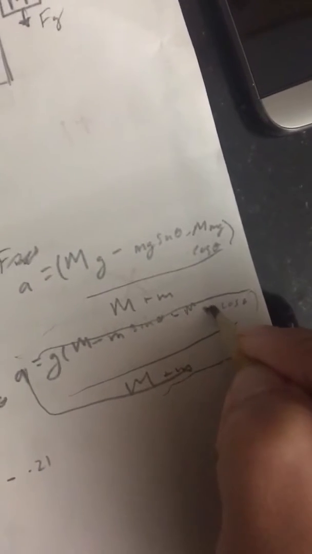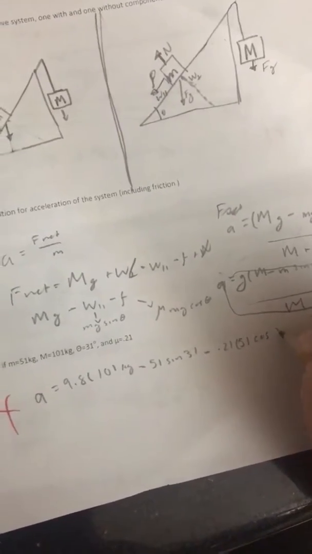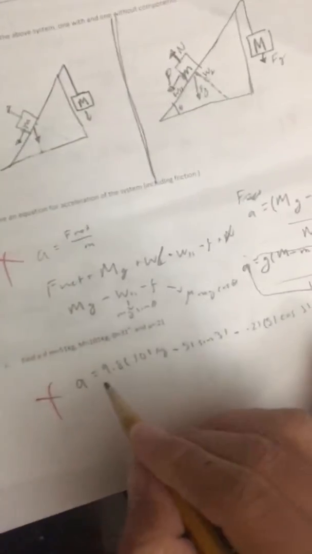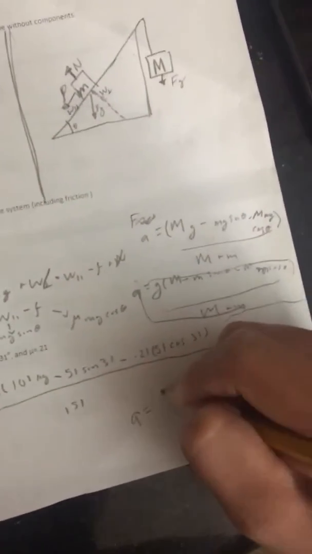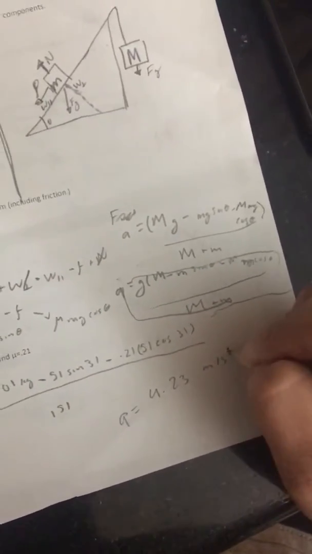Oh, whoops, there's not supposed to be a G there. It's coefficient times m. So 0.21 times 51 kilograms cosine of 31, all over 151. We plug that into our handy dandy calculator. Should give us an acceleration of 4.23 meters per second squared.